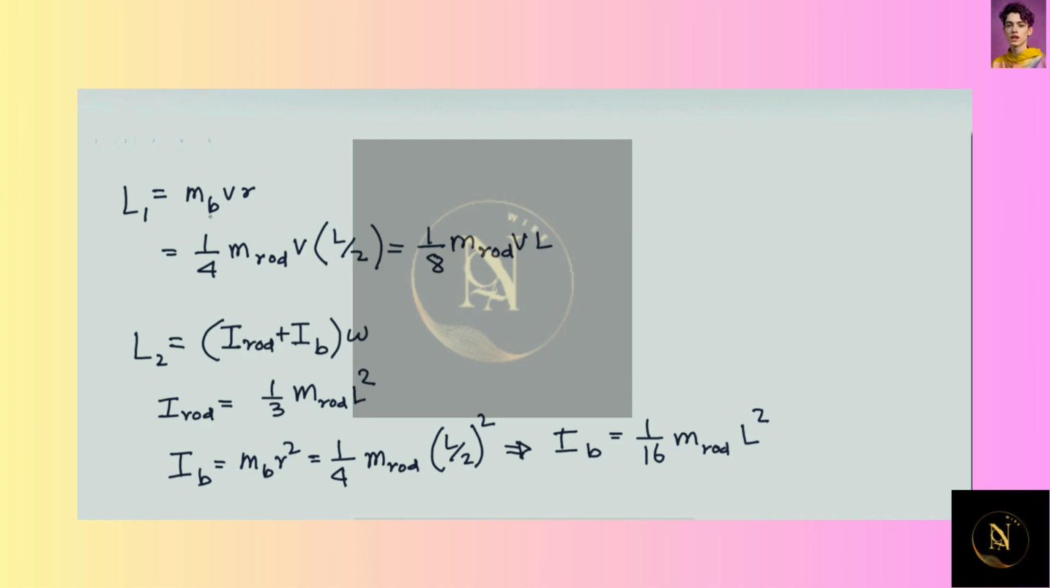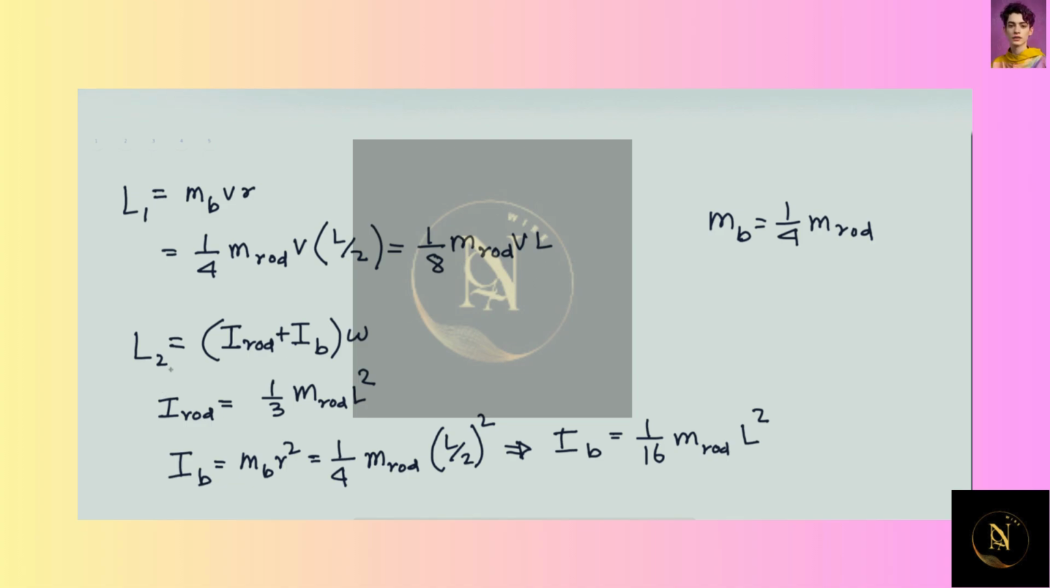So L1 is m_b v R, because we have the momentum of the bullet times R, which gives us the angular momentum before collision. And if we replace m_b by m_rod, we know that m_b is 1/4 of m_rod. So that gives us this quantity right here, where R is half of L because it hits in the middle. So we get 1/8 m_rod v L.